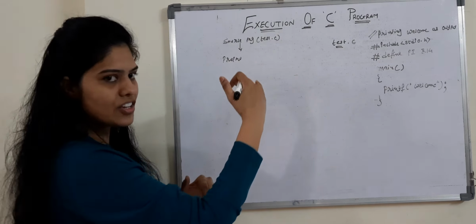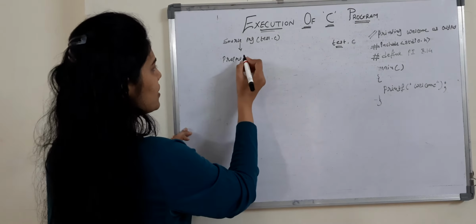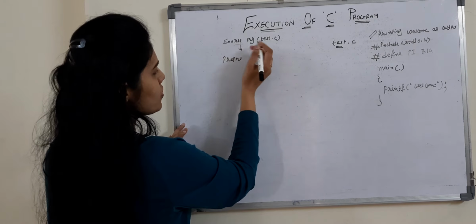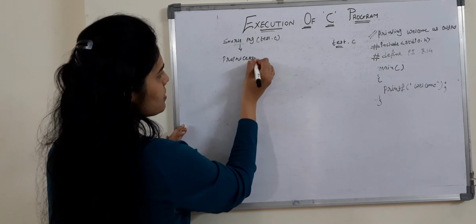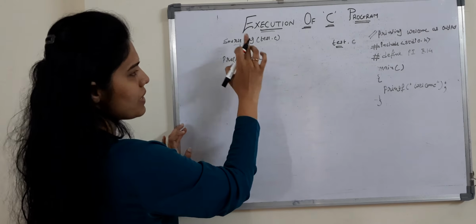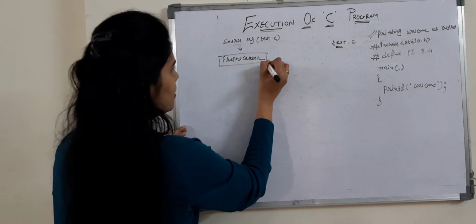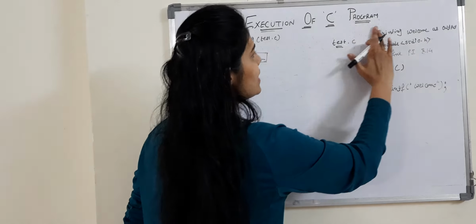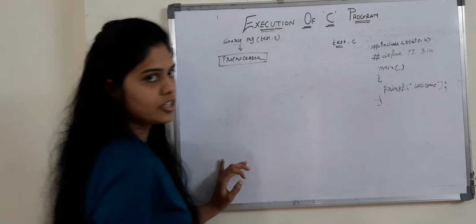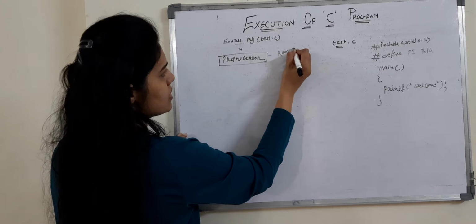First of all, whenever we compile and execute, compilation is done and then the execution takes place. During the compilation, the source code program is taken as input by the preprocessor. This preprocessor takes the source program as input, and what will it do? First of all, the preprocessor will remove all the comment lines from the program.